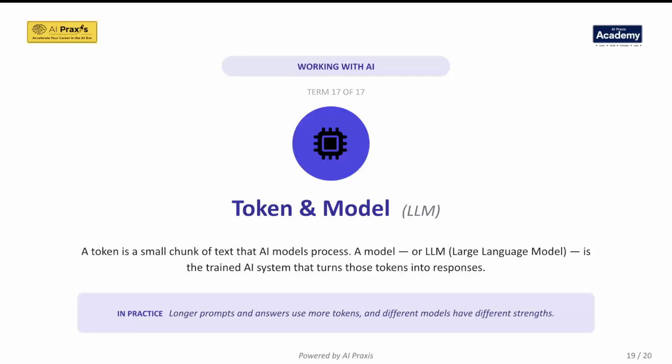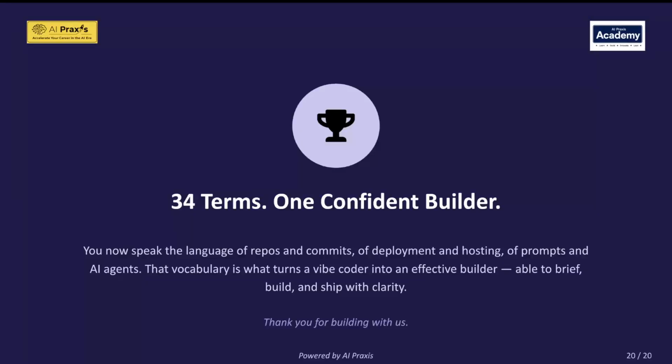When someone says which model should I use, or how many tokens did that use, they're asking which brain fits this task and what the cost is. Tokens are the currency, the model is the brain. Master both and you master AI collaboration.